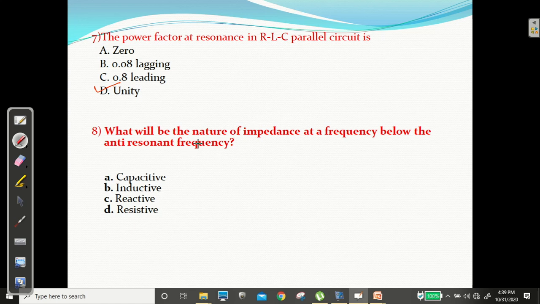Okay, question number 8. What will be the nature of impedance at a frequency below the anti-resonant frequency? Nature of impedance at a frequency below the anti-resonant frequency is inductive. B is correct. In RLC series, below resonance it is capacitive. In RLC parallel, it is the opposite, it is inductive. Okay, so it is inductive circuit.